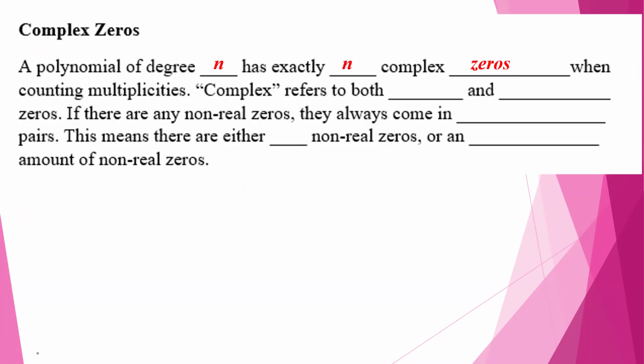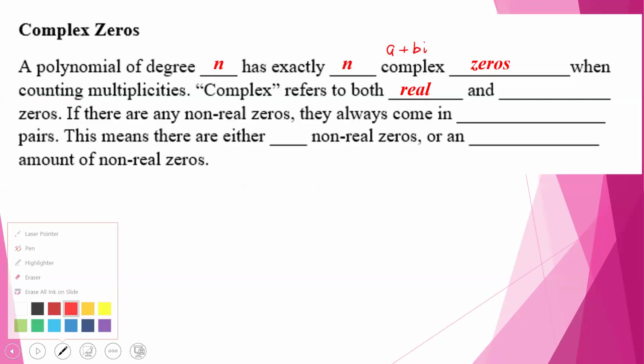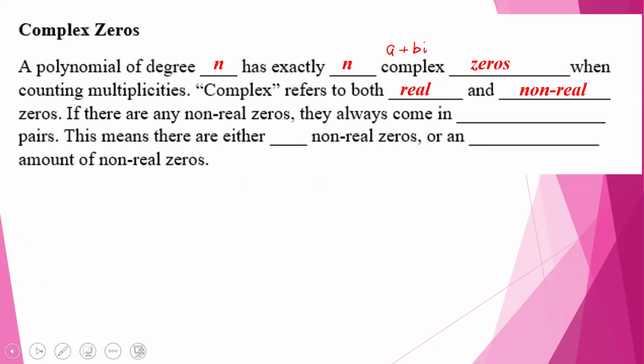Now remember, a complex number is anything that is in this form, a plus bi. Okay, so remember the a is the what? Real part? The bi is the imaginary or non-real part. So complex includes real and imaginary.